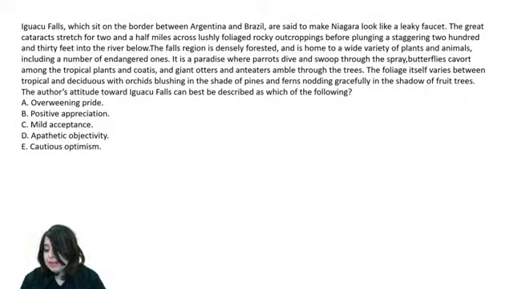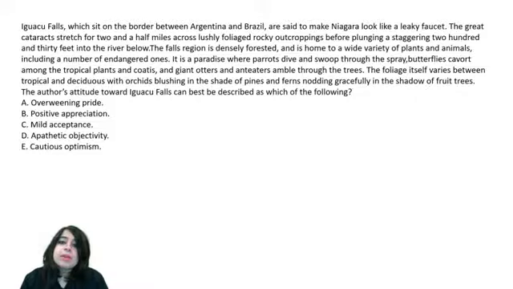All right, let's discuss. So it says Iguazu Falls, which sits on the border between Argentina and Brazil, are said to make Niagara look like a leaky faucet. The Great Cataracts stretch for 2.5 miles across lushly foliaged rocky outcroppings before plunging a staggering 230 feet into the river below. The falls region is densely forested and it is home to a wide variety of plants and animals, including a number of endangered ones.